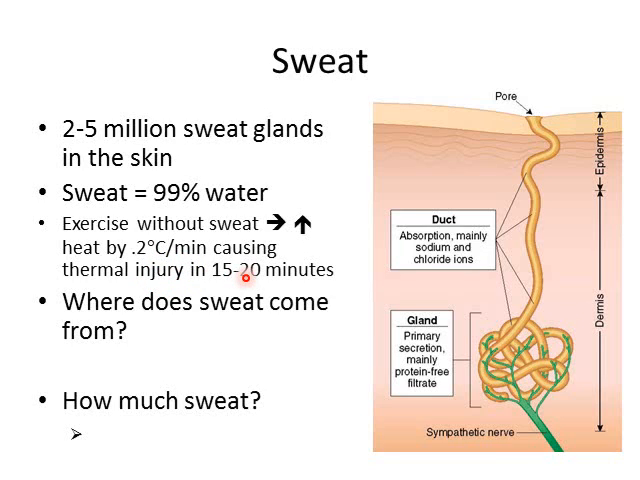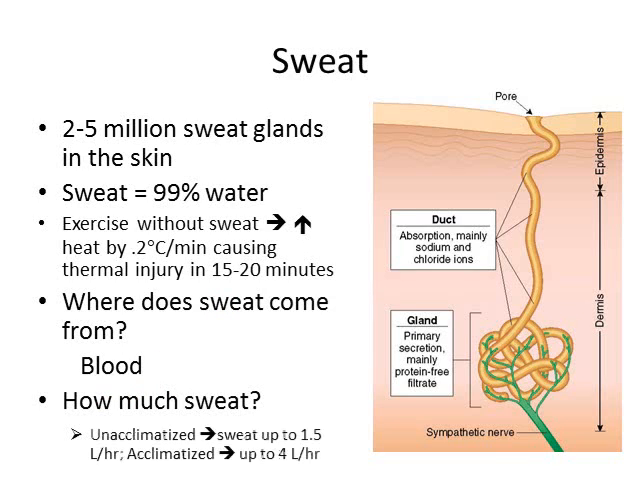And there are a couple of conditions in the body where sweating isn't possible. There are some people that have a disease where sweating doesn't happen, and they literally can't exercise for more than about 5 minutes at a time because their body cannot deal with the heat that's produced by exercise. So sweat obviously comes from the blood. We've been talking about this.